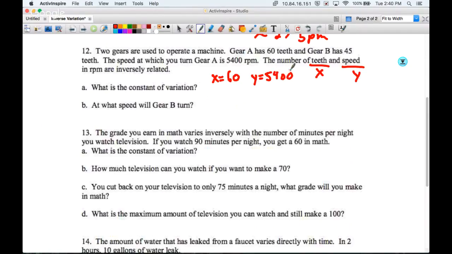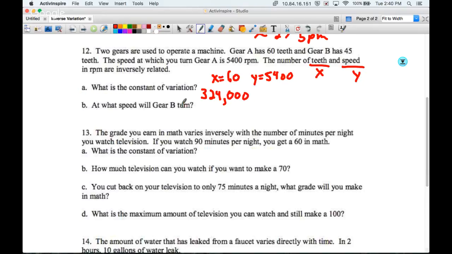So we're going to multiply those. 60 times 5,400. We get this big constant of variation, 324,000. And you could think of that as teeth per minute, because this is 60 teeth per revolution. This is revolutions per minute. So 60 teeth per minute are going around this machine.